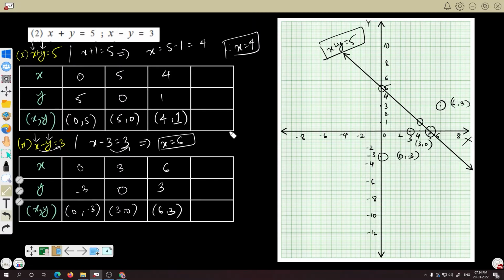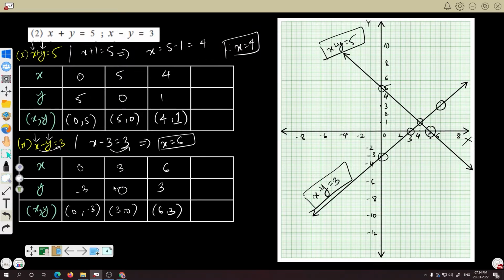Now to plot the graph, I will join all the points using this tool. Make sure that the points lie on the same line. This is very important. I'll extend the line, but make sure that the points are on the line itself. Now we know that this line represents the second equation. So I'll copy the equation: x minus y is equal to 3. Again, I'll erase the coordinates for convenience.